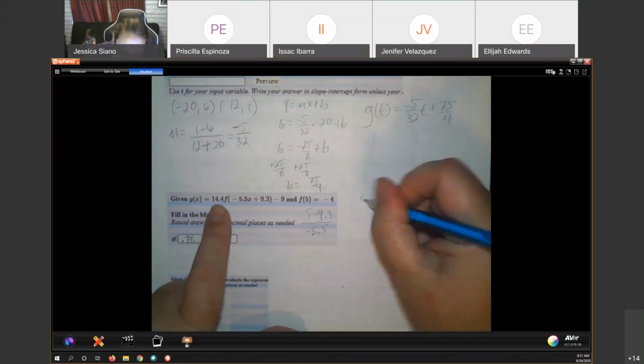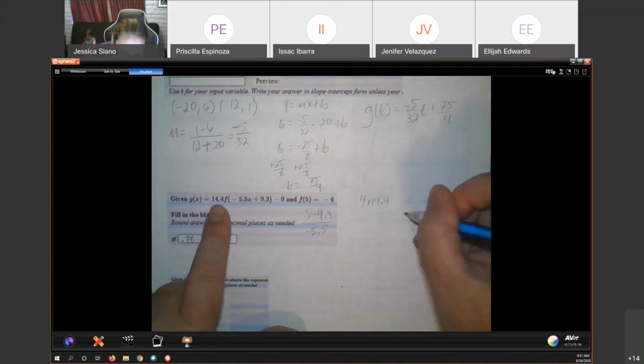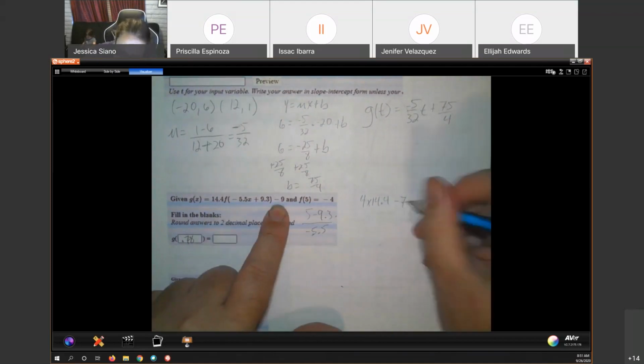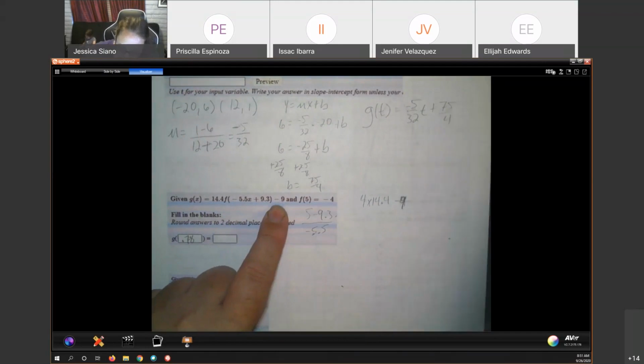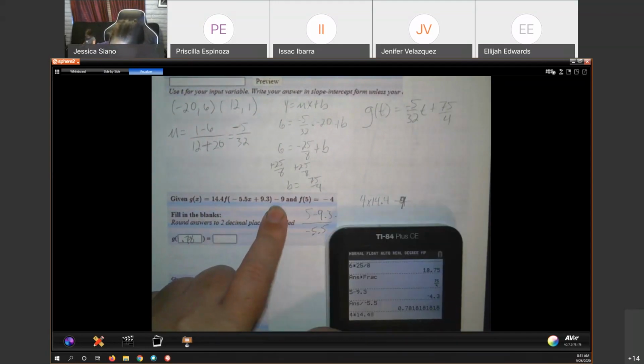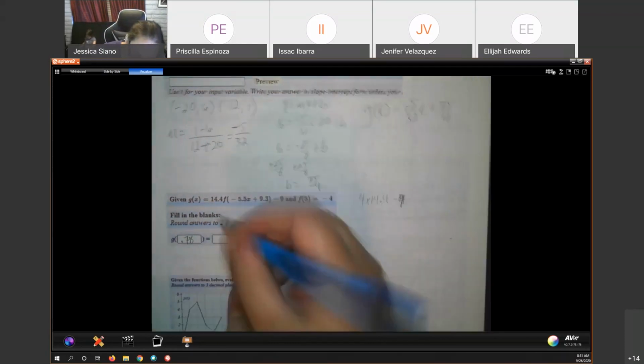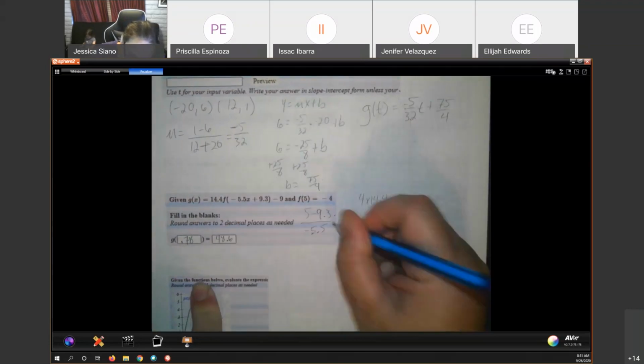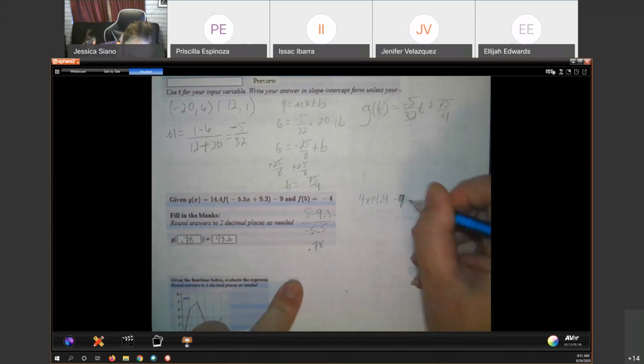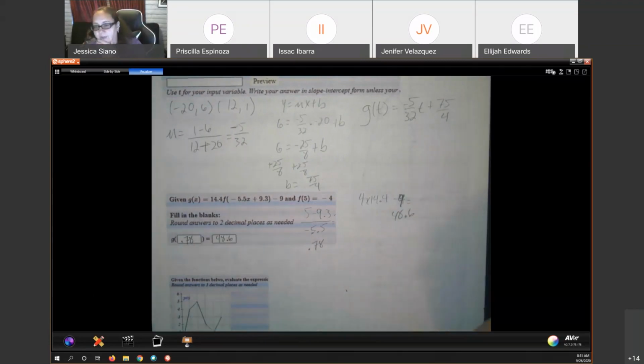So we would take 4 and we would multiply by 14.4 and then subtract 9. Why did I say 9 and write 7? That was strange. So 4 times 14.4 minus 9 is 48.6. So then this was 0.78, and this was 48.6. Okay, so on the inside, you do the opposite operations and in the opposite order. On the outside, you do the same operations in the same order. Okay?